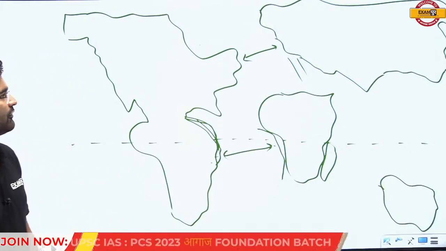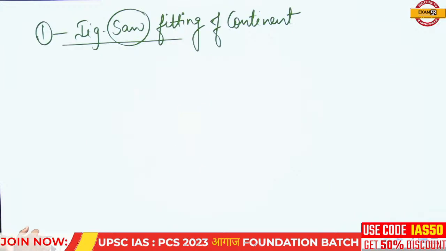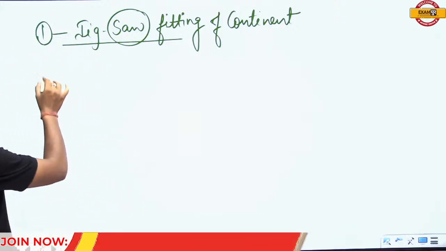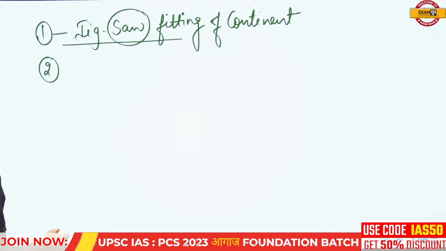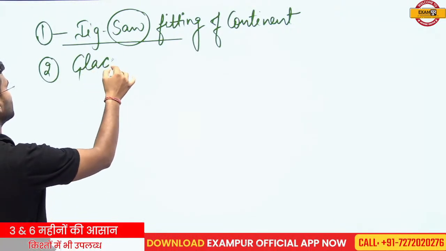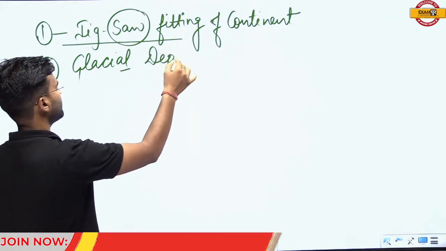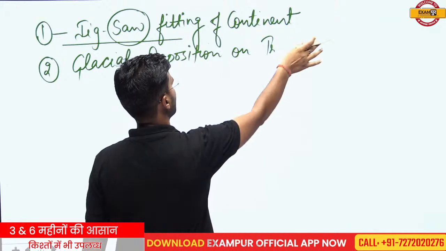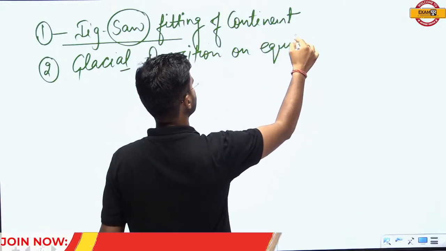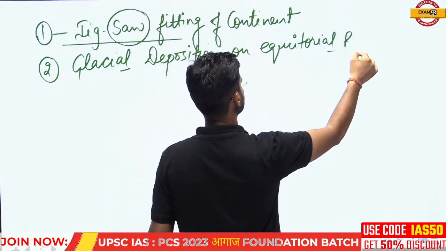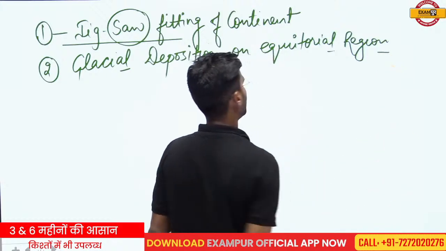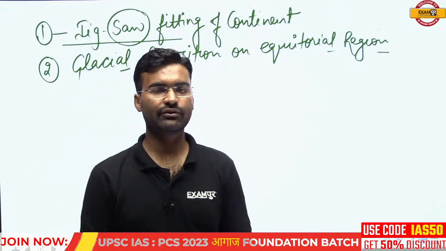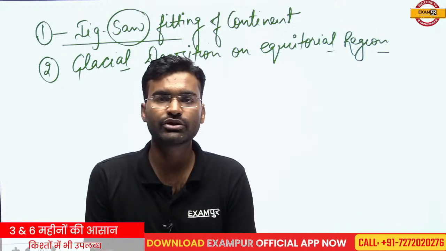So the first evidence he gave was the jigsaw fitting of the continents. Again, the second evidence he gave was glacial deposition on the tropical region, or you can say on the equatorial region. At the present time, somewhere in the equatorial region, glacial deposition is found.